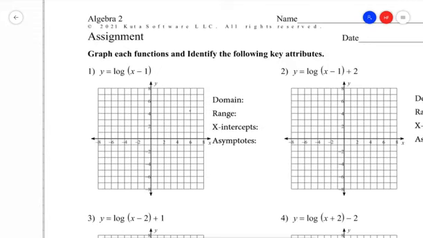So on number 1, we're pretty familiar with our transformations at this point. So anything inside, we think opposite. So this is a transformation that moves to the right 1 unit. Since my parent function started at (1, 0), we're going to move to the right 1. So now we're at (2, 0). And we would move to (11, 1). This graph does not cover that. And my asymptote would also move 1 to the right. So it would be right there.